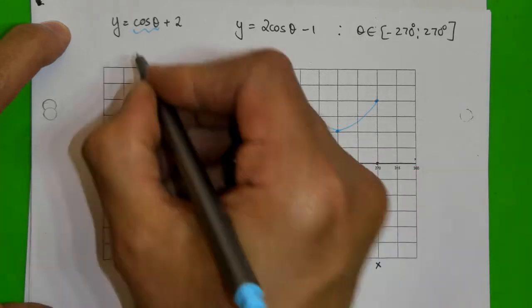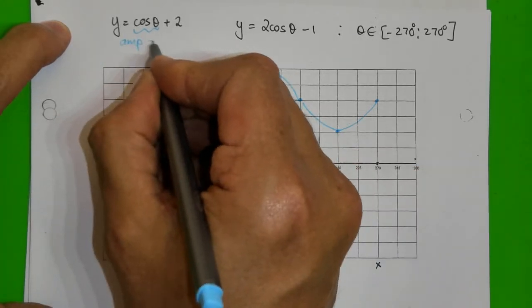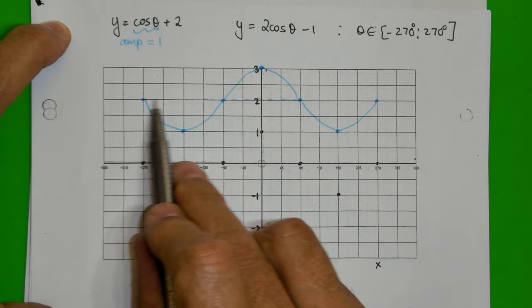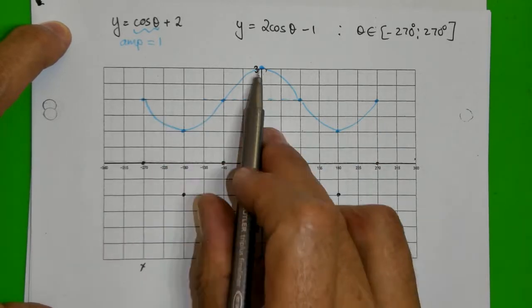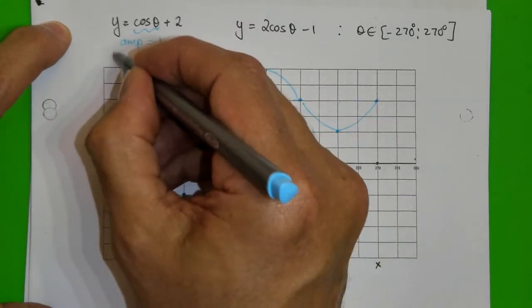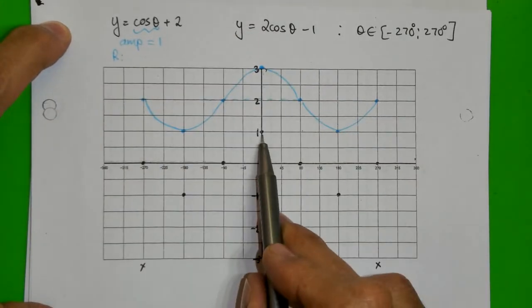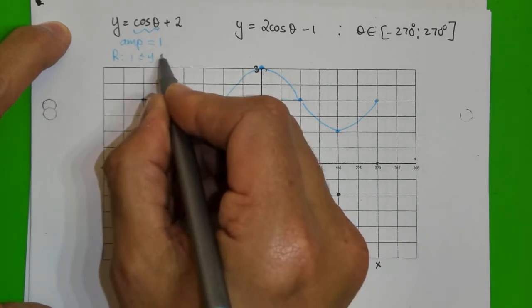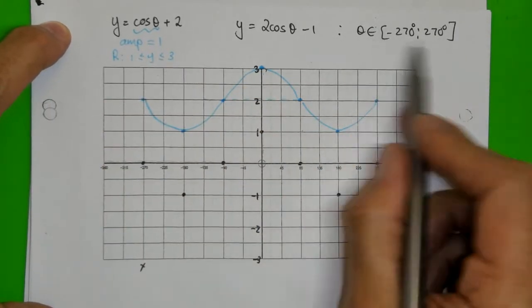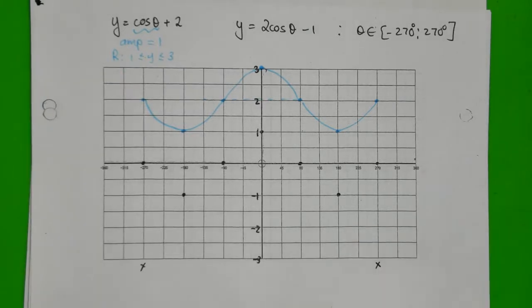Now folks, let's quickly talk about this again. You can see the amplitude for this curve is still 1. The horizontal for the curve moved along. The maximum distance away from that horizontal is 1. The range for this curve lies between 1 and 3. So y is bigger than or equal to 1, smaller than or equal to 3. The domain has been specified over there.